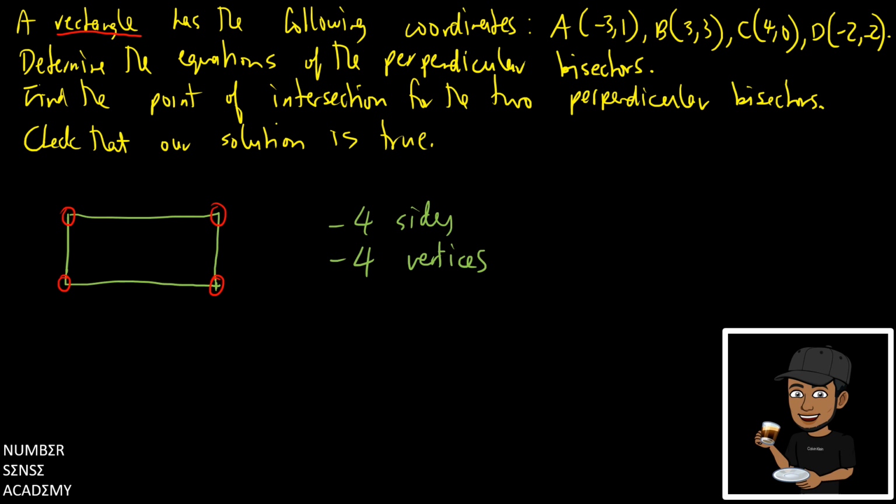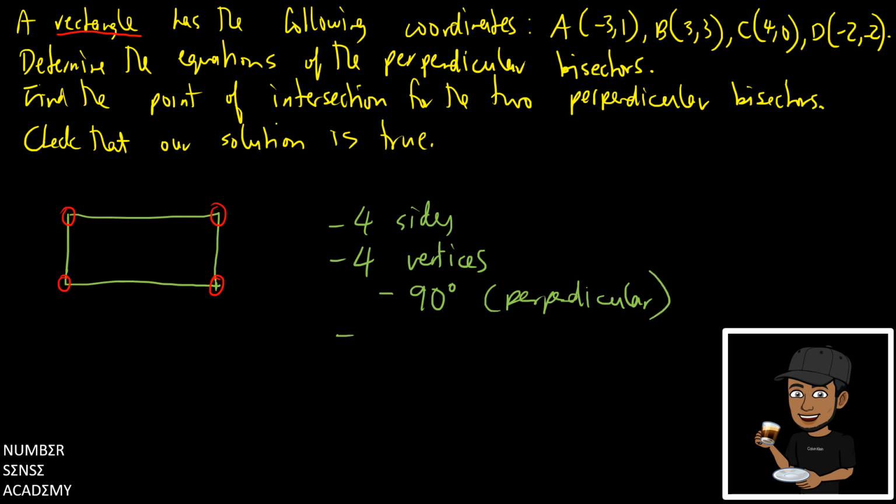Because it's a rectangle, all of those vertices are 90 degrees. Okay, so they're perpendicular already. The angle of those vertices are 90 degrees.